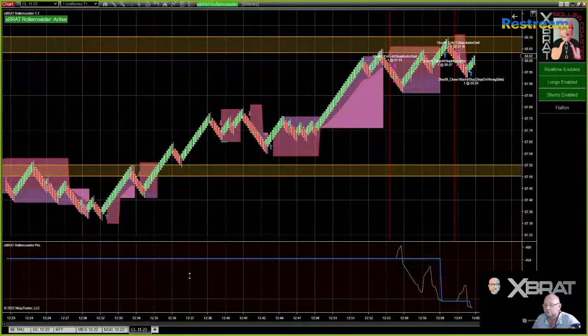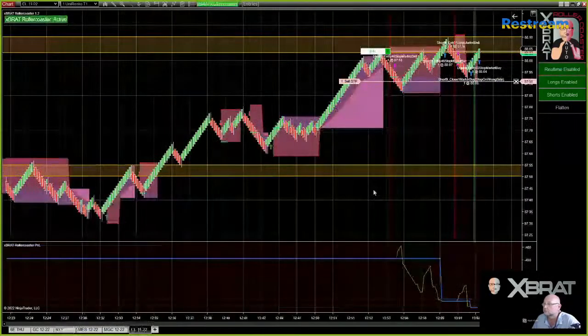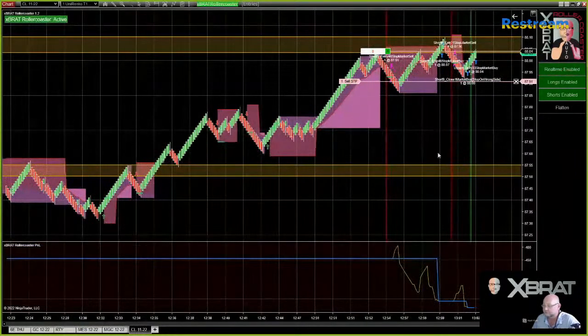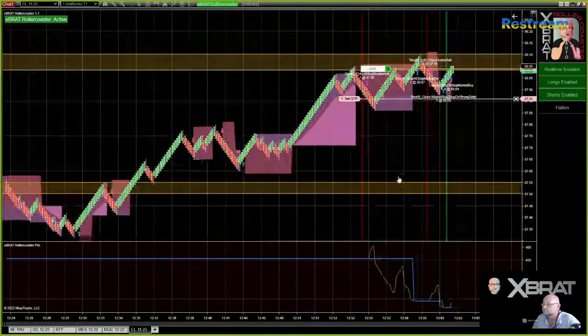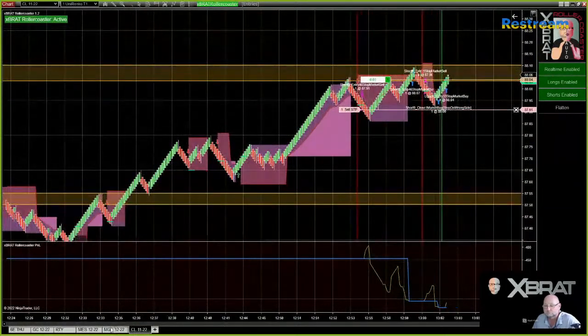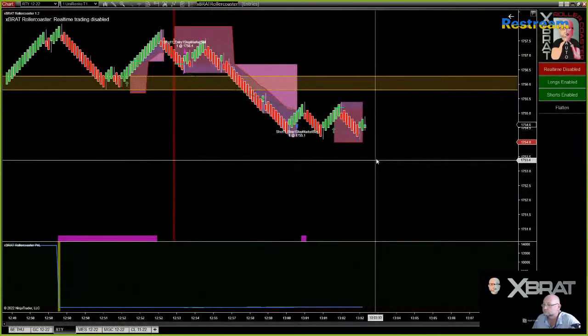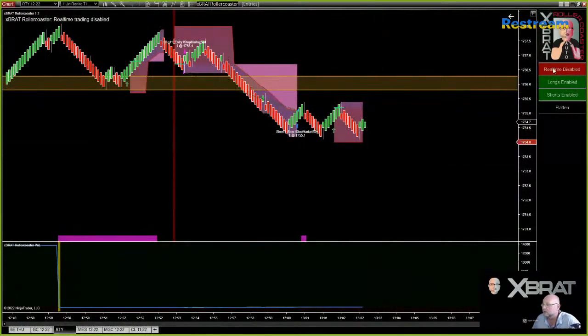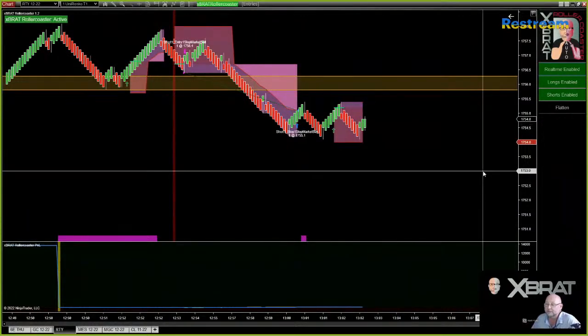That was a break even on oil there. There's a long order gone in on oil, and that's in. I can actually now enable this because we're not in that trade.